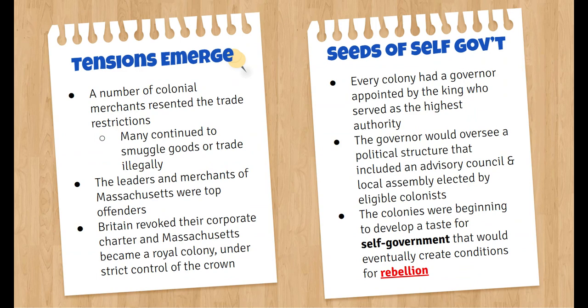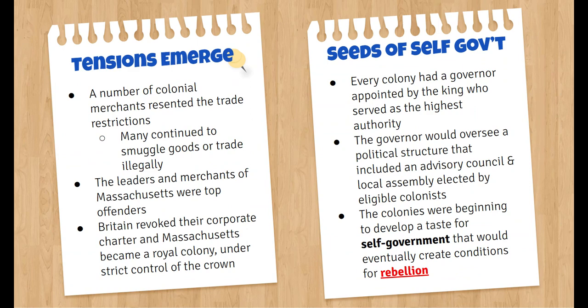Tensions emerged. A number of colonial merchants resented the trade restrictions. Many continued to smuggle goods or trade illegally. The leaders and merchants of Massachusetts were top offenders. Britain revoked their corporate charter, and Massachusetts became a royal colony under strict control of the crown.